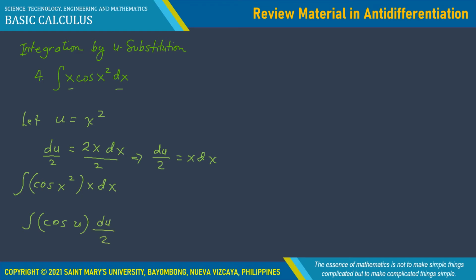Then, ayan, mayroon na naman tayong constant na 1 half dahil sa labas. So, 1 half integral of cosine u du. Then, we have 1 half. Alam natin, tingnan lang ninyo doon sa mga formula ninyo that the integral of cosine u is positive sine u plus c. Mag-substitute na tayo. So, we have 1 half sine, the value of u is x squared. So, x squared plus c.